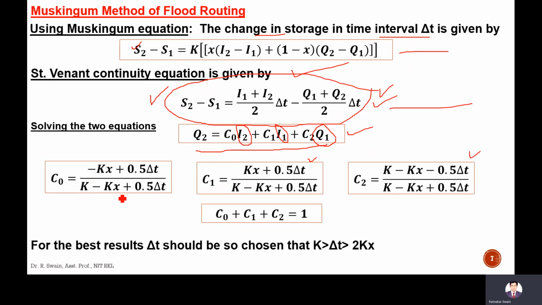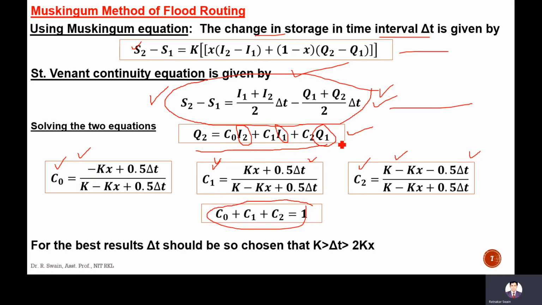Okay, so here one interesting thing is that these three constants, C0, C1 and C2, the summation of these three constants is nothing but 1. These three constants are called Muskingum routing constants, C0, C1, C2. So first we have to calculate the C0 value, C1 value, and C2 value.